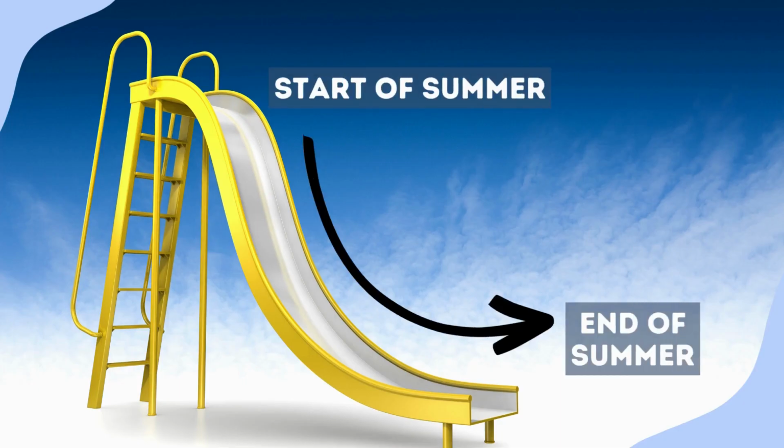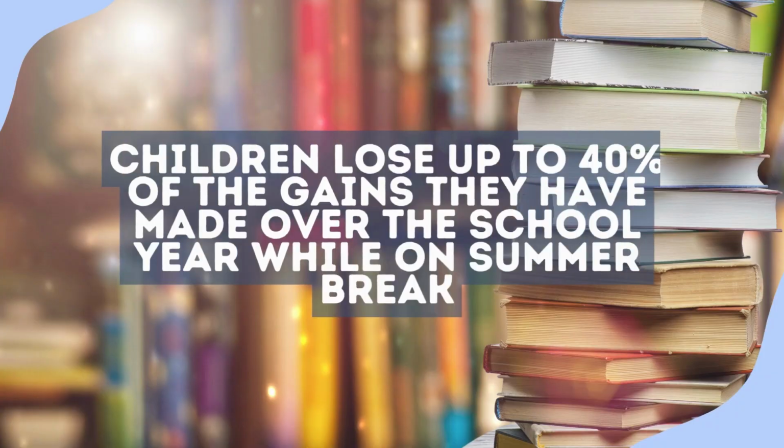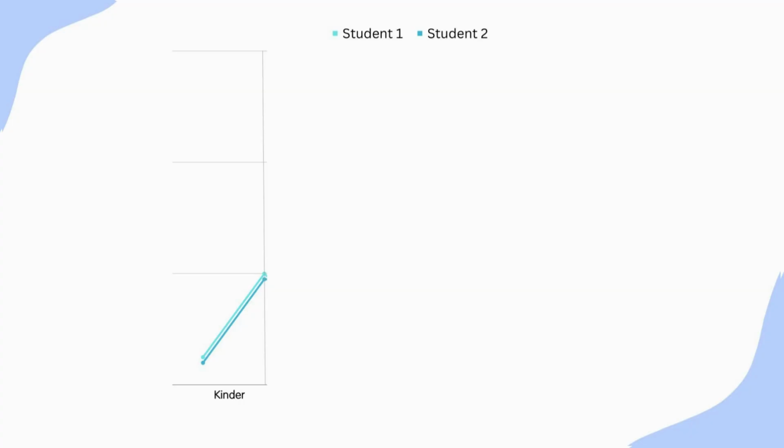What is the summer slide? It's a loss of learning throughout the summer months that millions of American school-aged children experience. This loss of learning can have a significant impact on a child's academic performance. Shockingly, Forbes states that children lose up to 40% of the gains they have made over the school year while on summer break. Let's look at a very general example.